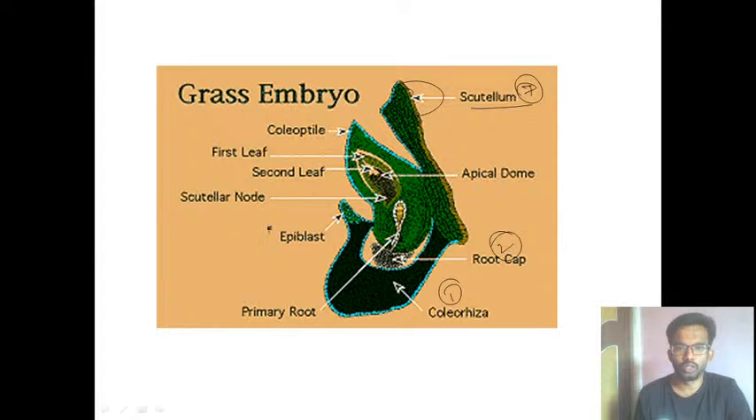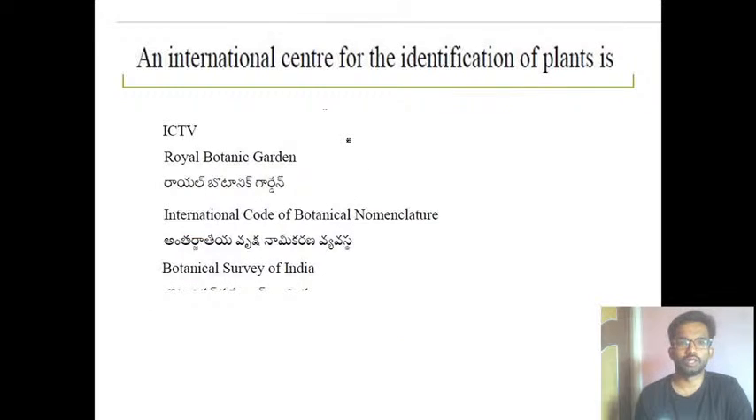So you need to know the order. So this order: epiblast, scutellum, node, secondary leaf, first leaf, coleoptile. All these are the parts of the grass embryo. So now, what is the next question?